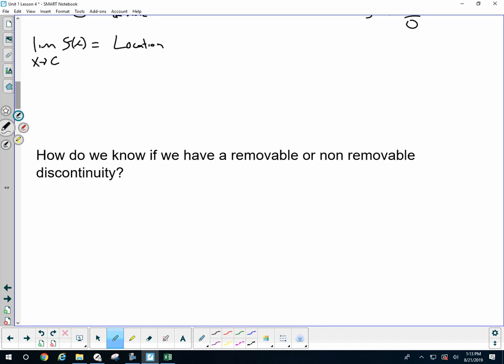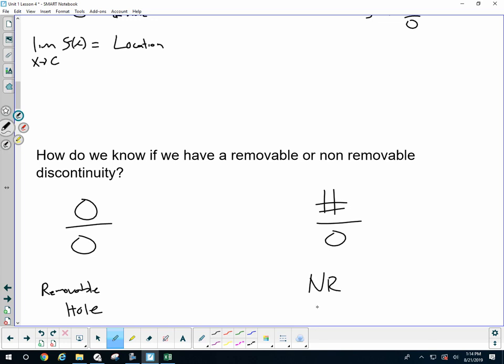Just to remember, and just to put this in kind of big bold letters, how do we know if we have removable or non-removable discontinuity? If you see 0 over 0, you are thinking removable, hole. If you see a number over 0 for a certain x value, you're thinking non-removable, infinite, or vertical asymptote. There's another situation of jumps. Jumps are typically piecewise functions.